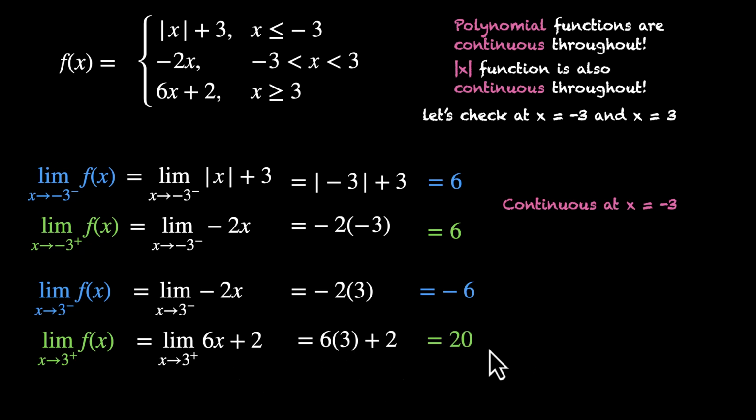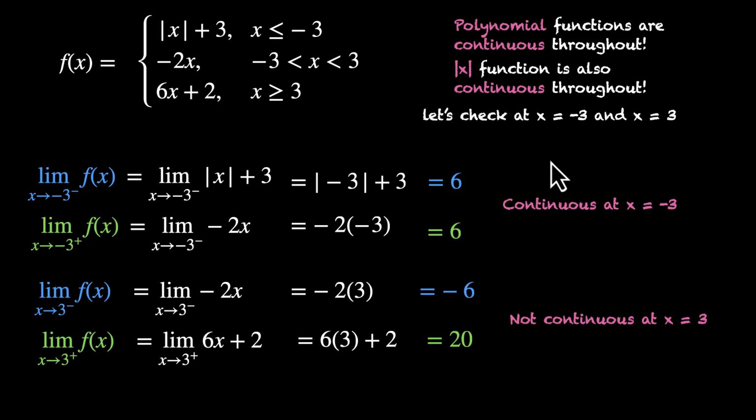So this is very different. Minus 6 is not the same as 20, which means the limit does not exist, which means the function is not continuous at x equals 3. So this is how we check limits and continuity for piecewise defined functions.